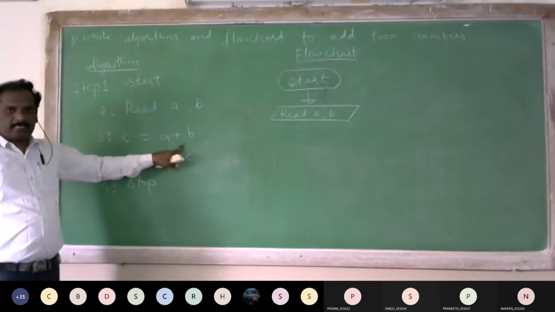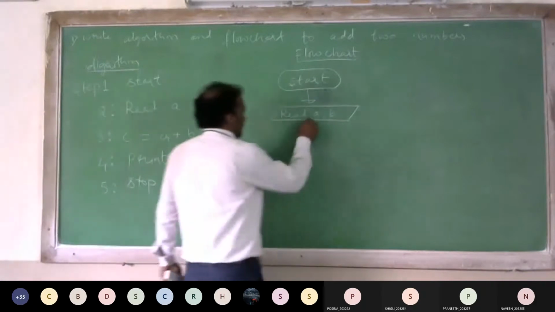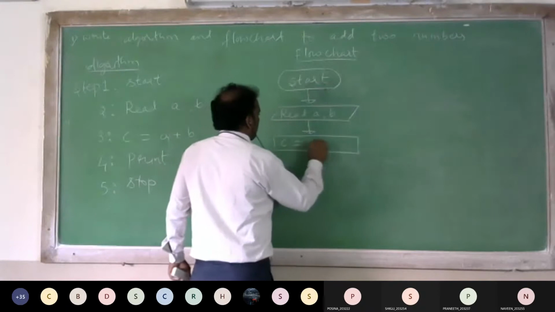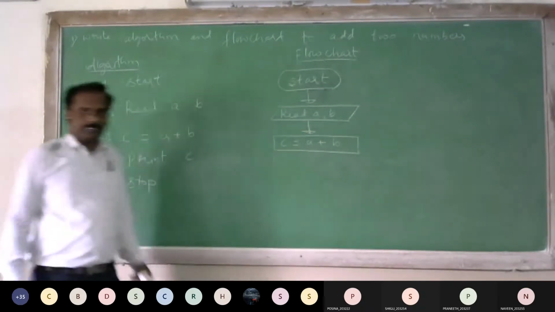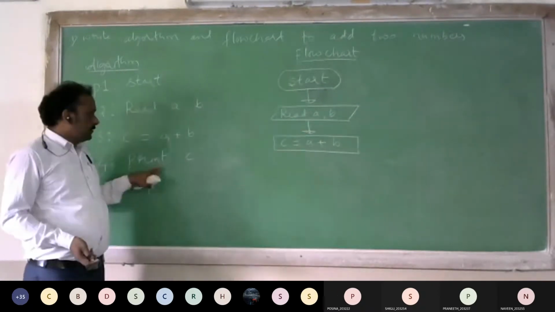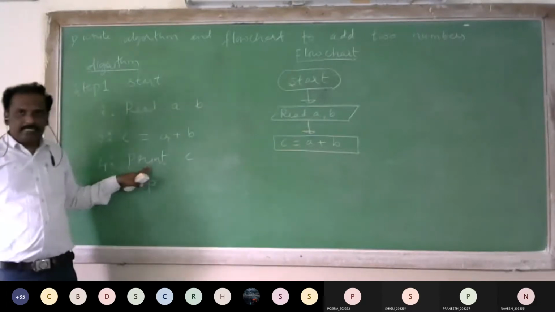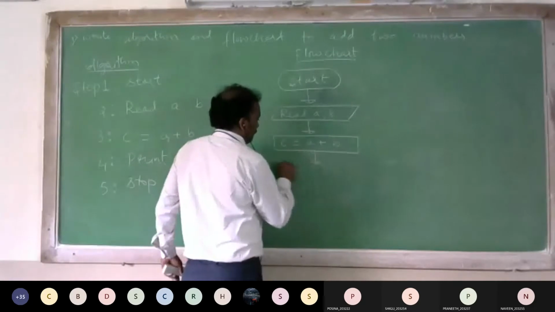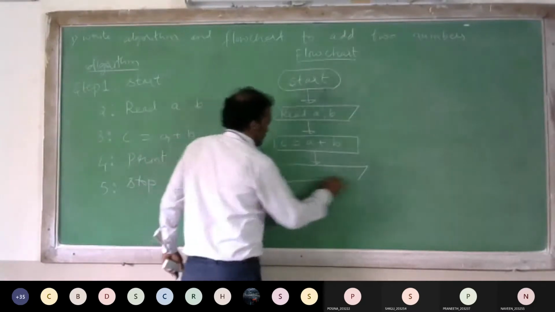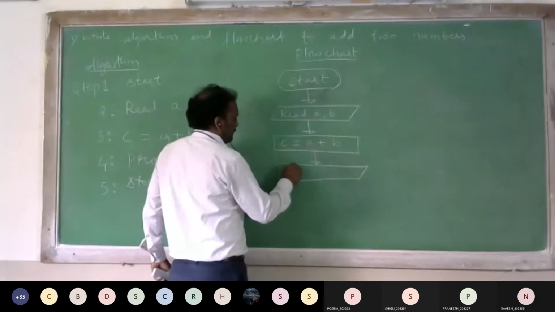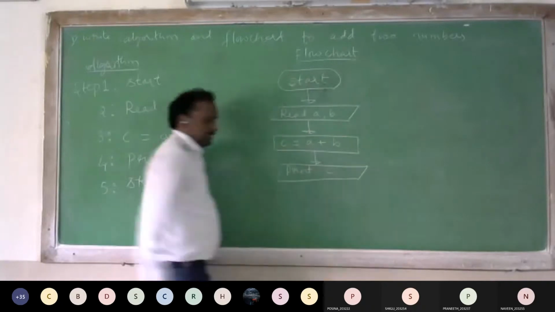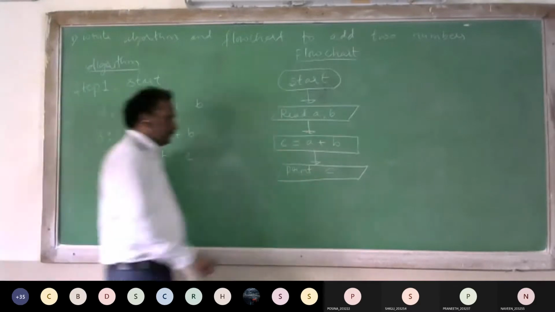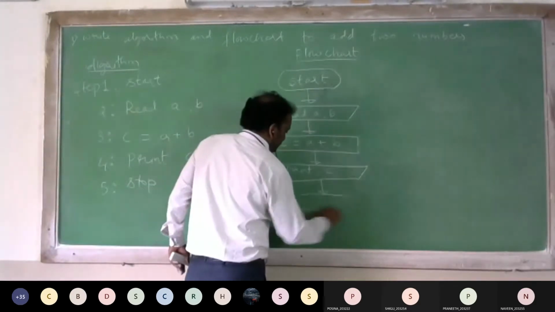What is the symbol used for the calculation part? It is the rectangle symbol. C is equal to A plus B. Now, print C. Print means it is the output statement. What is the symbol used for output? It is a parallelogram. Print C. Next, what is the last statement? Last statement is stop. What is the symbol used for stop? Again, oval.